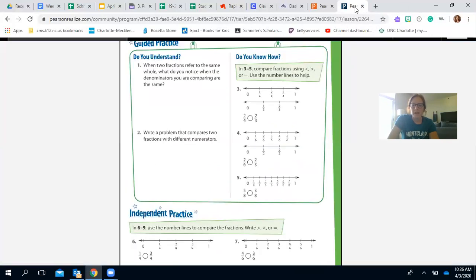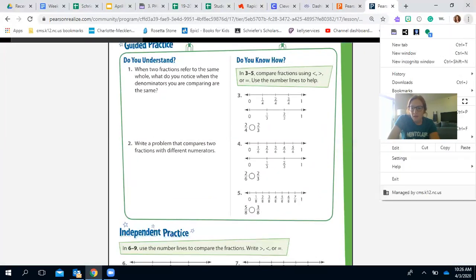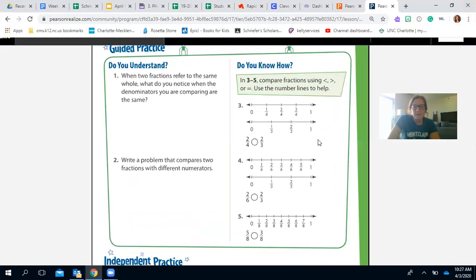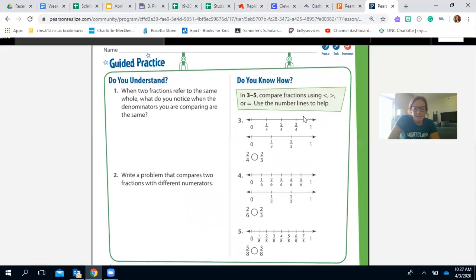Awesome. So what we're going to do next is work on some problems together. All right, let's take a look at this first problem, and I'm going to get my tools out so I am ready to go. This first one says, when two fractions refer to the same whole, that means when they have the same denominator, what do you notice when the denominators you are comparing are the same?